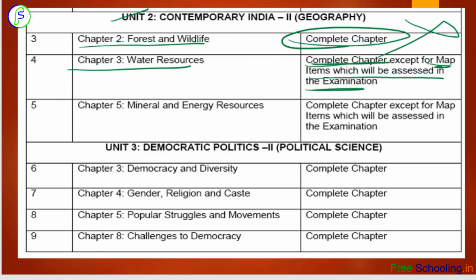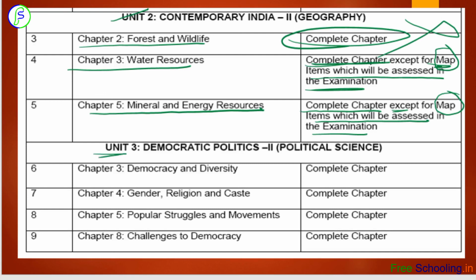Again, we see chapter number 5, that is mineral and energy resources. We see that it is the complete chapter except the map. So you need to focus on the maps of both the chapters under contemporary India, except the map items which will be assessed in the examination. So maps of both the chapters, chapter 3 and chapter 5, will be coming in boards.